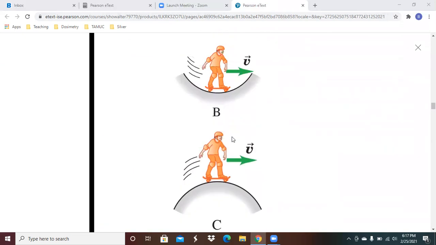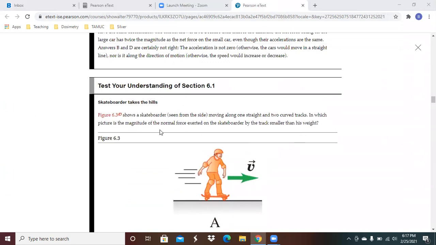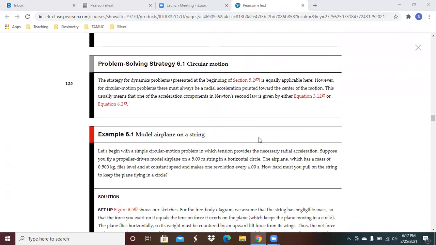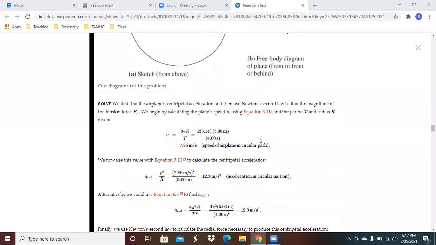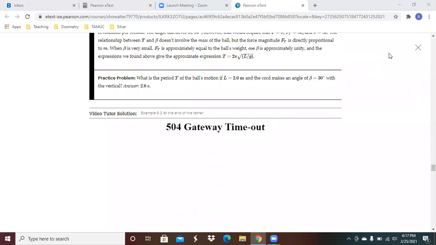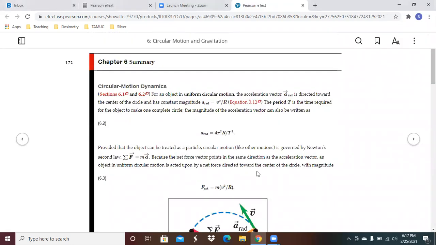So the correct choice regarding the picture in which the magnitude of the normal force exerted on the skateboarder is smaller than his weight ends up being this one. So there are several other examples here to work through and see what's going on. Hopefully you won't have that timing out error. I'm not quite sure why that's popping up.